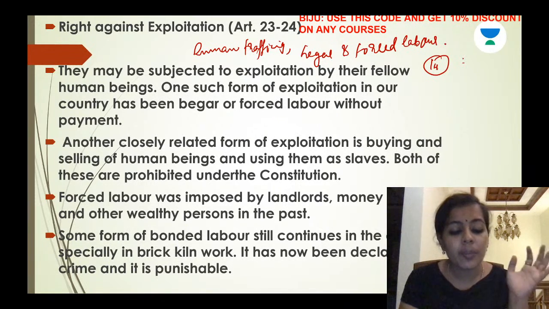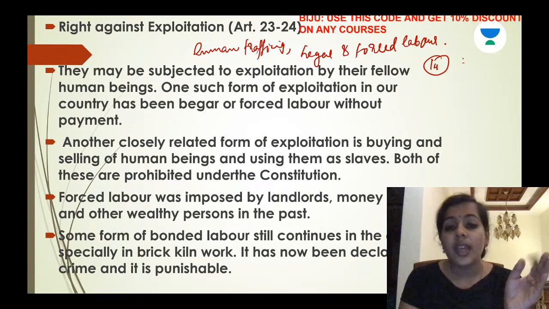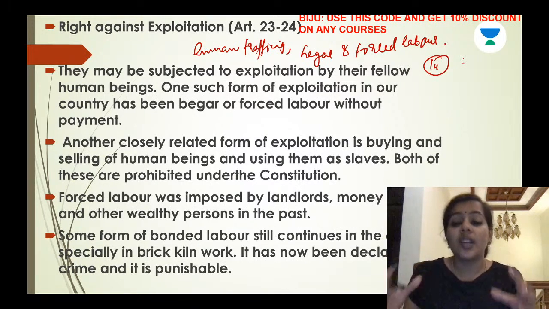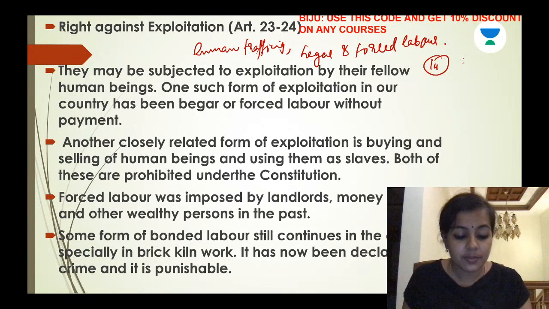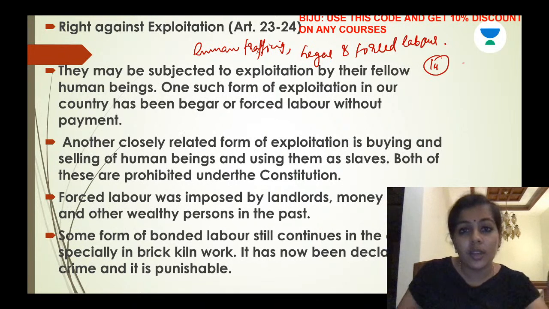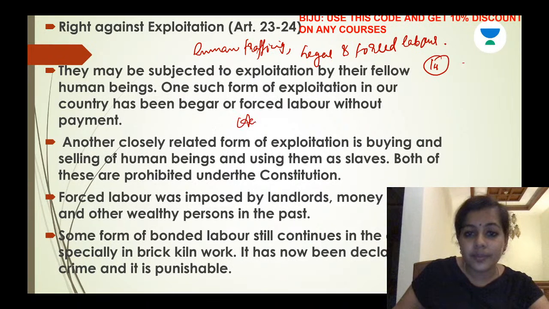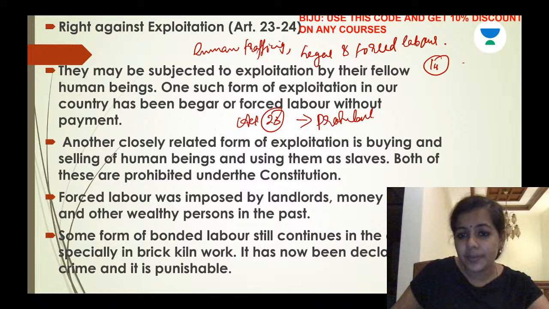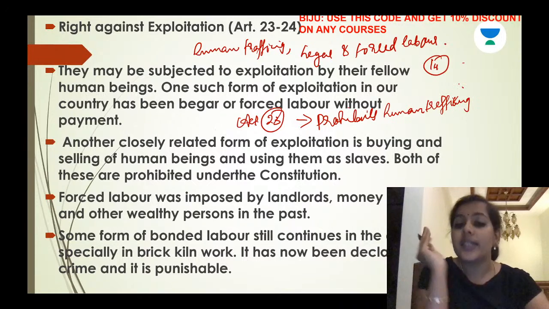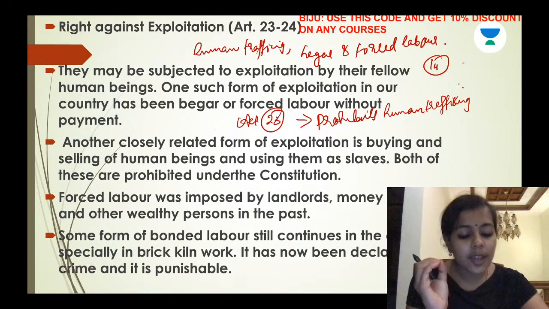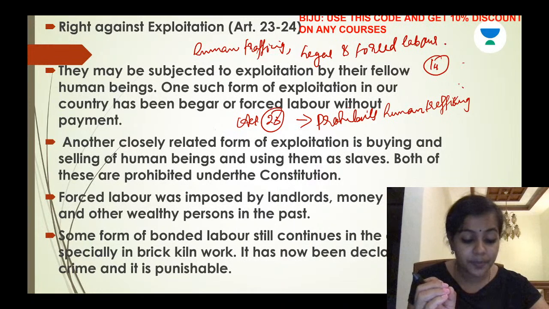No forced labor or no begging. And the children cannot be made to work under any hazardous situation. This is the basic thing and this is known as right against exploitation. What is Article 23? Article 23 prohibits human trafficking and forced labor.